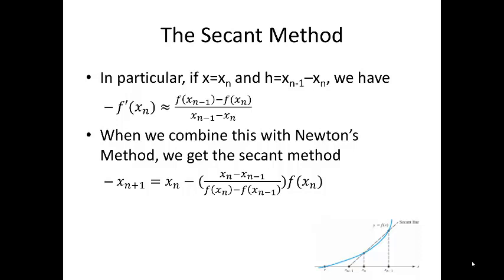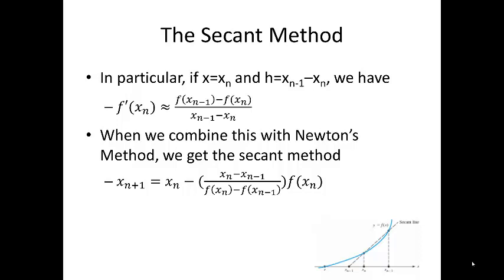When we combine this with Newton's method, we get something known as the secant method, and we can define x_{n+1} is equal to x_n minus [(x_n minus x_{n-1}) over (f(x_n) minus f(x_{n-1}))], all multiplied by f(x_n). Like Newton's method, we can use the secant method to solve systems of equations as well.